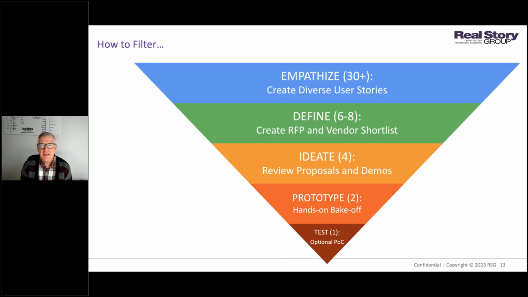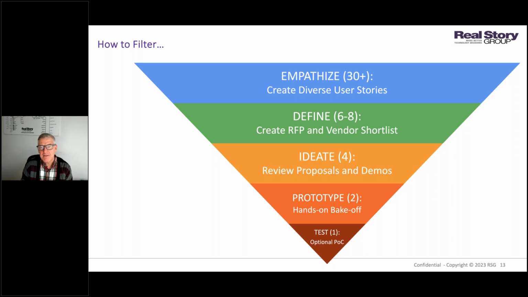If you know about design thinking, you know it typically breaks down into empathy, definition, ideation, prototyping, and then testing. The point to empathizing is really to create diverse user stories. At this point, we're looking at a marketplace of potentially 30 vendors, but your user stories, we'll see in a minute, really help you break down which vendors might be a better fit.